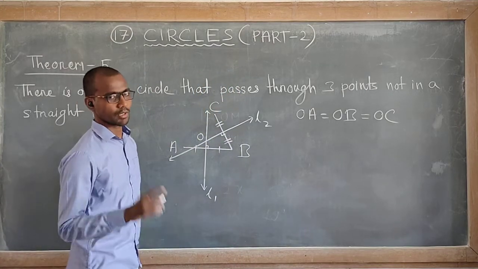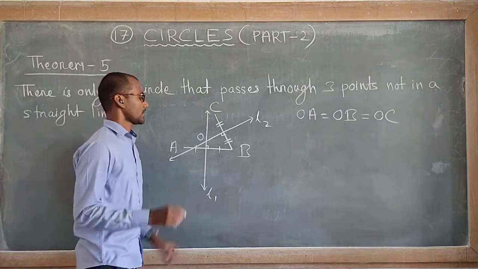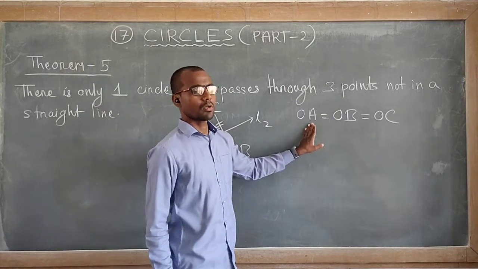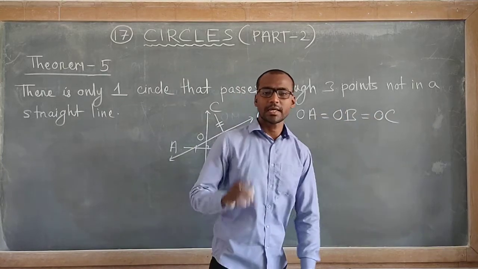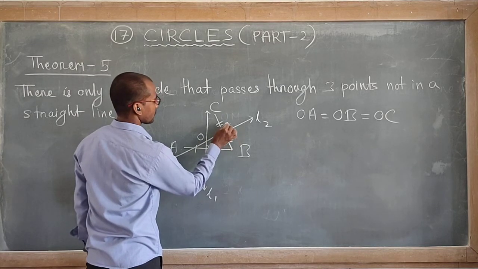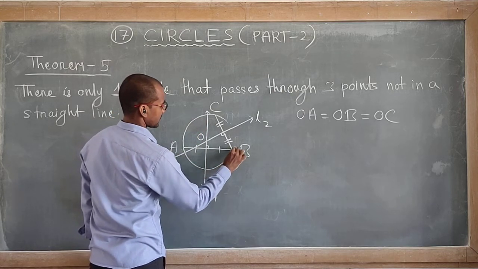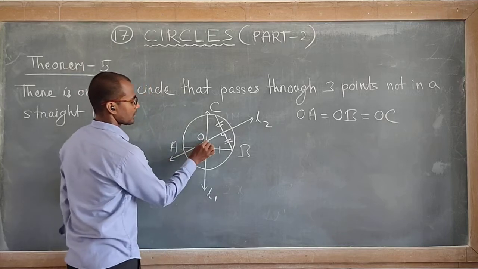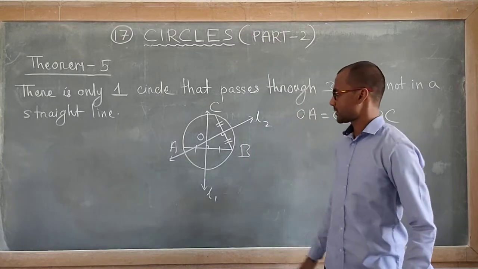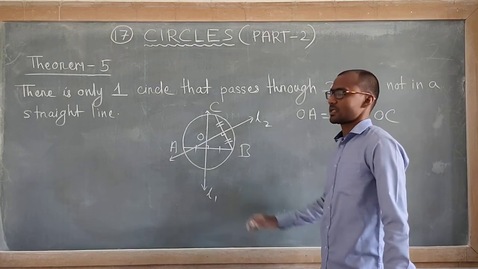Now using a compass, you can do this. My diagram will not be accurate. Using a compass, taking O as the center and OA or OB or OC as the radius, you can draw a circle. Now you will see that the circle is passing through all the 3 points like this, and O is the center. You can check it out with your compass. Using your compass, you will get a diagram like this. Ready? So this is the theorem.